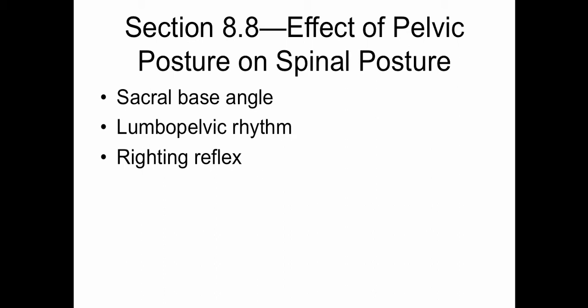The sacral base angle measures the anterior tilt of the sacrum. Because the spinal column sits on the sacral base, any change in its angle affects the posture of the spine. A tilt angle of approximately 30 degrees is considered normal. Lumbopelvic rhythm refers to the relationship between the posture and movement of the pelvis and the spine. The righting reflex refers to the body's instinct to bring the head to a level position. This is one of the purposes of the spinal column, and it helps ensure proper balance, hearing, and vision.